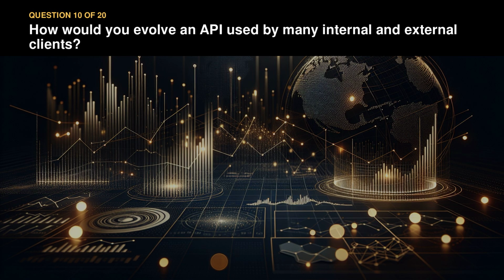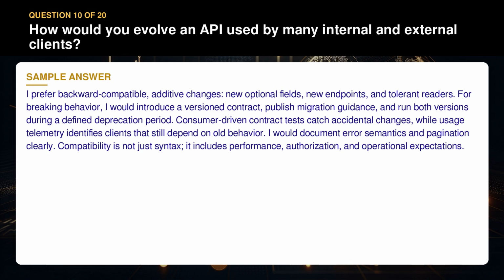Question 10. How would you evolve an API used by many internal and external clients? I prefer backward compatible, additive changes, new optional fields, new endpoints, and tolerant readers. For breaking behavior, I would introduce a versioned contract, publish migration guidance, and run both versions during a defined deprecation period. Consumer-driven contract tests catch accidental changes, while usage telemetry identifies clients that still depend on old behavior. I would document error semantics and pagination clearly.